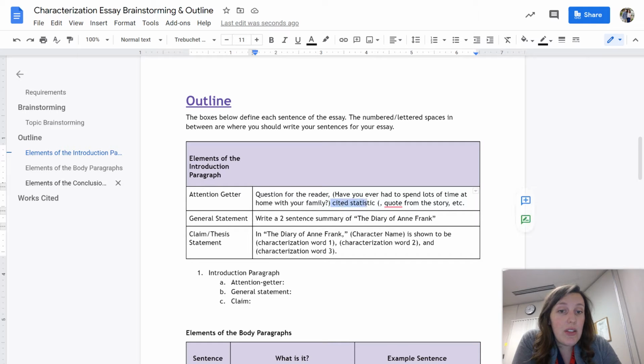The next kind of attention getter you can do is a cited statistic. So we could find a fact on history.com or historychannel.com. You want to find a good fact website. Like the History Channel, Biography Channel, any of the websites that we've used for Anne Frank research would work really well. Don't just find a fact.com website or something like that. Make sure it's a more history-focused website rather than a fact website.